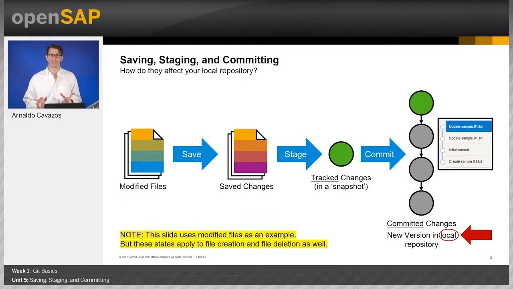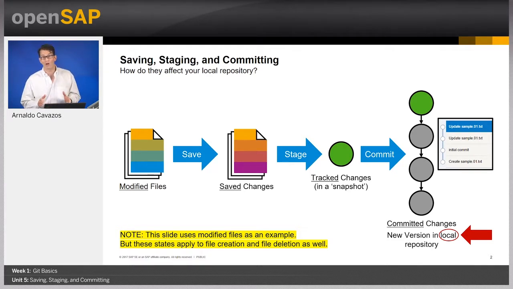One other thing to note is this. Everything I've said in this slide so far has used a modified file or files as an example. But this could apply to creating a file as well. If you create a new file, you have to stage it in order for the new file to be part of the next commit. Also, if you delete an existing file, you have to stage the file deletion in order for that file removal to be part of the next commit operation.